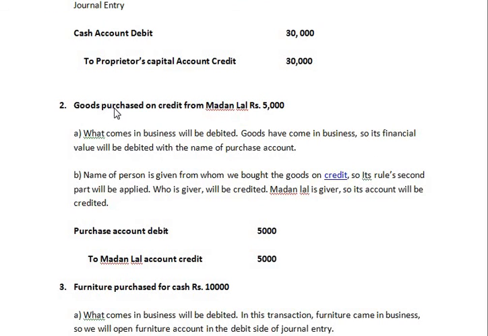Next one is goods purchased on credit from Madan Lal, rupees 5,000. Here purchase account debit to Madan Lal account credit 5,000. Here what comes in? That is purchase. Who is giving it? Madan Lal is giving it.